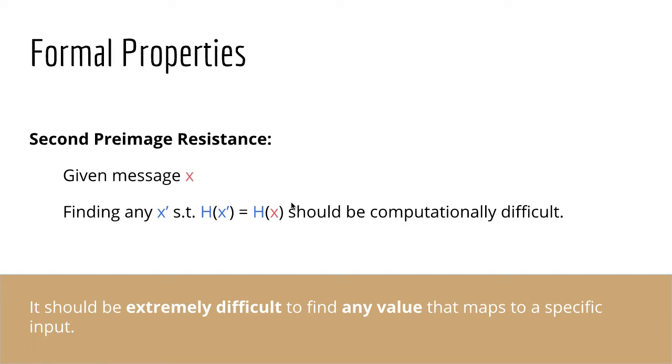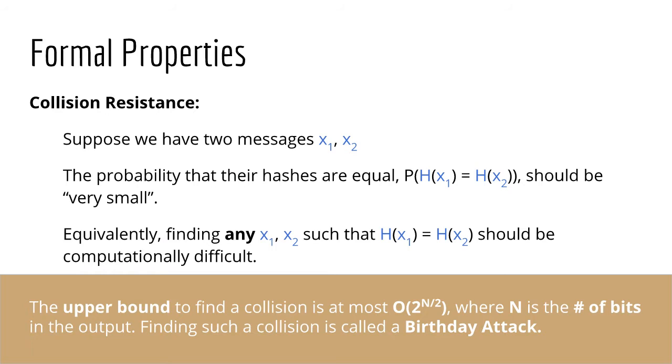The second property, which is very similar but subtly different, is called second preimage resistance. Essentially, if you have some specific input, finding any other input value that maps to the same output should also be difficult. This is subtly different from the first preimage resistance, but it's a stronger security property, I suppose.